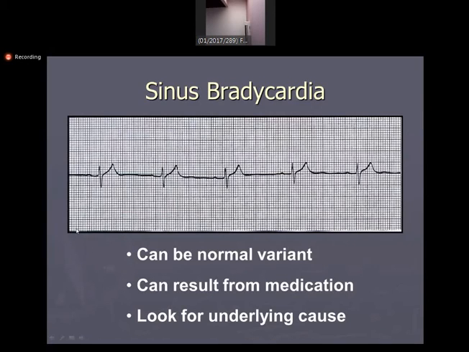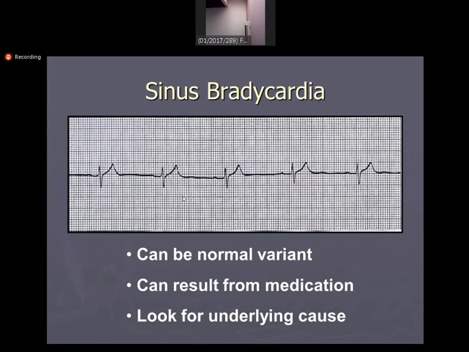For example, this large box is 1, 2, 3, 4, 5, 6, 7, 8, 9, 10, 11, 12, 13, 14, 15. We can say this is a 6-second strip, or from here to here is 30 large boxes. And how many complexes here? 1, 2, 3, 4, 5. In 6 seconds, the heart beat 5 times. So how many times in 1 minute? 50 times. It is called bradycardia.